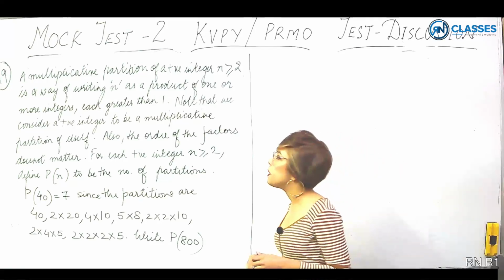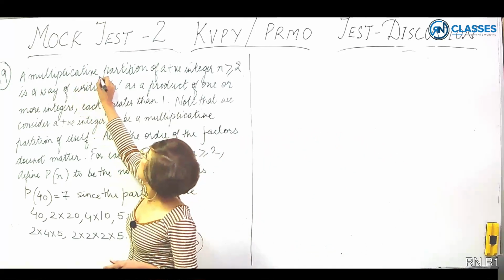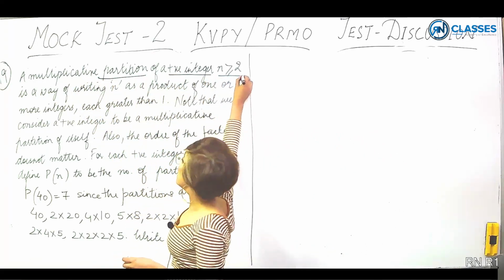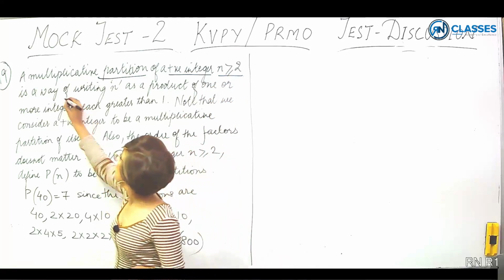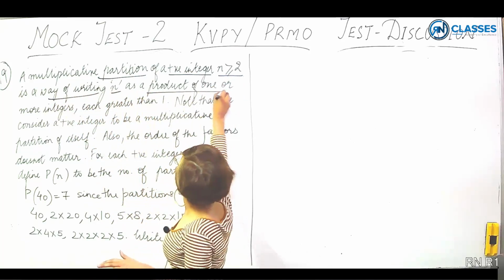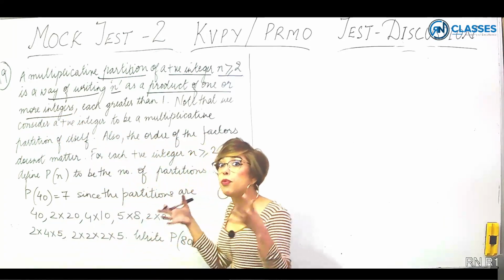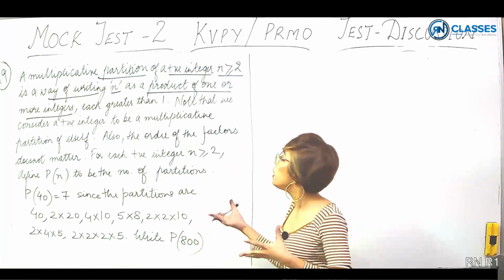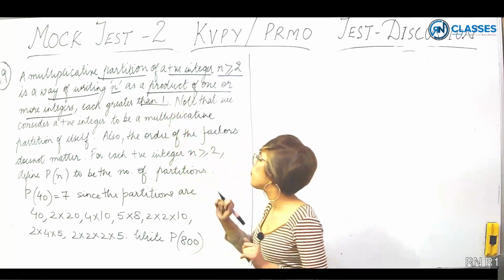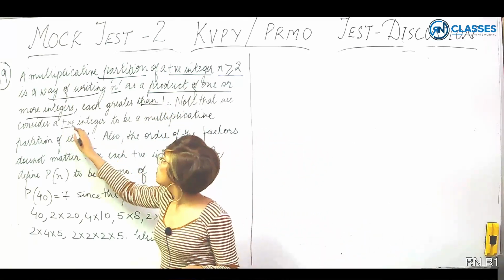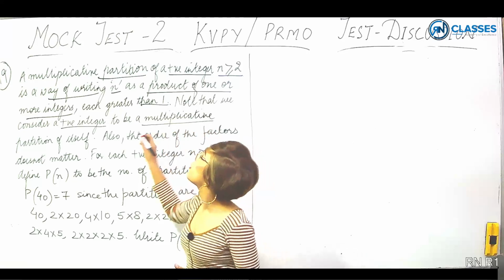Alright. So the next one. A multiplicative partition of a positive integer n greater than or equal to 2 is the way of writing n as a product of one or more integers. Right? Way of writing a product of one or more integers, each greater than 1.